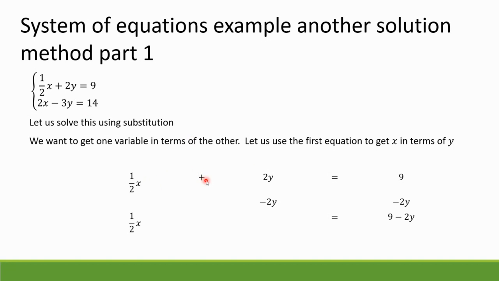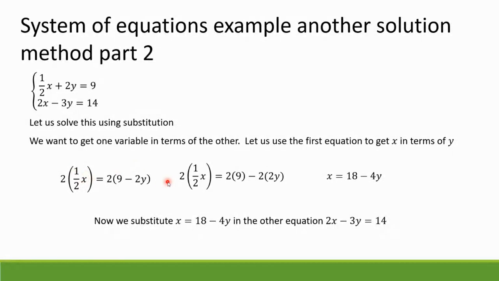But from the first equation, what I did was I get x in terms of y. So I subtract 2y from each side, as you can see. So we have 1 over 2 times x is 9 minus 2y. And now we want to get x all alone. So I multiply both sides by 2. Or you could divide by a half. It's really the same thing.